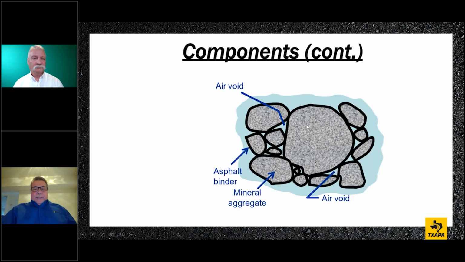So let's look at the components. Let's look at the aggregate itself. If you notice here, we have the aggregate, we have the liquid binder that's covering the aggregate, and then we have air voids. Why do we have air voids? You asking me?